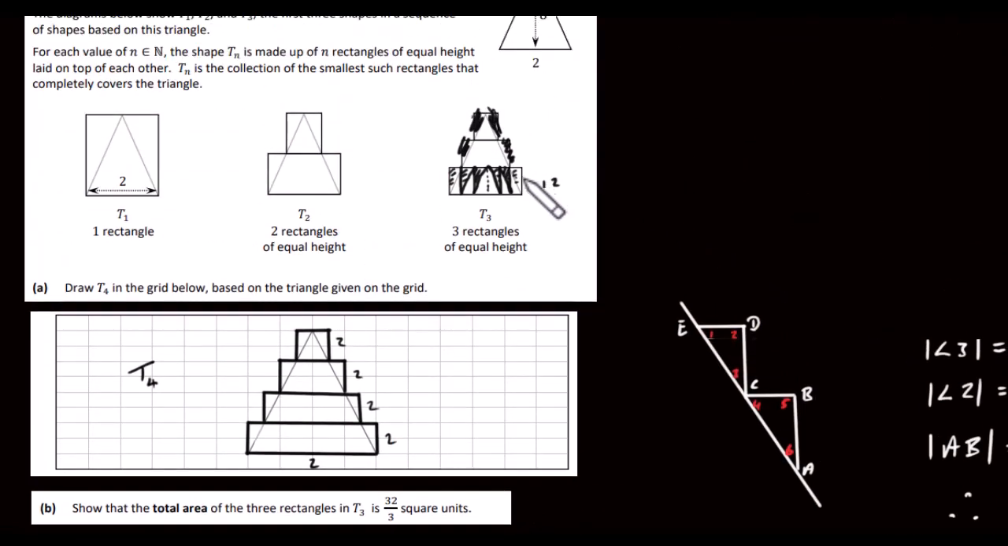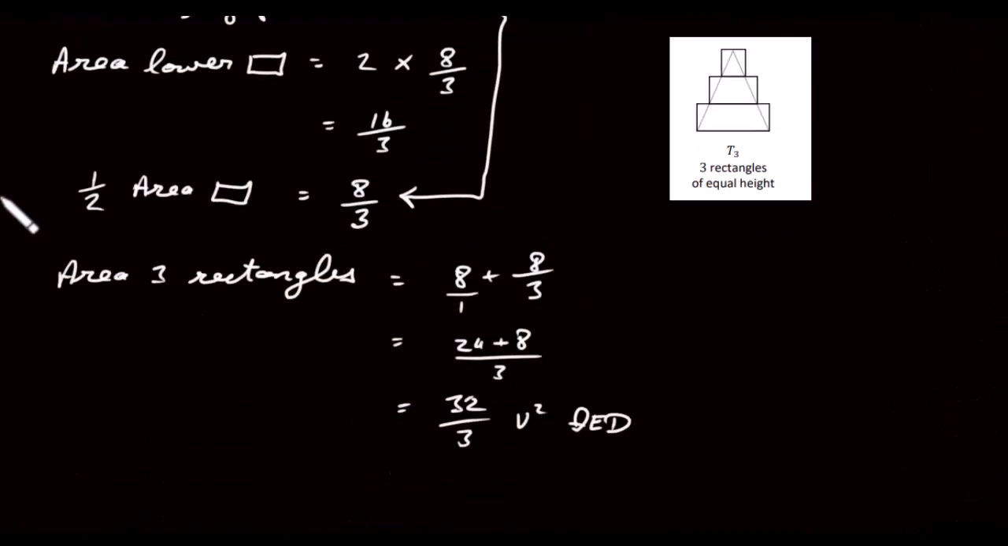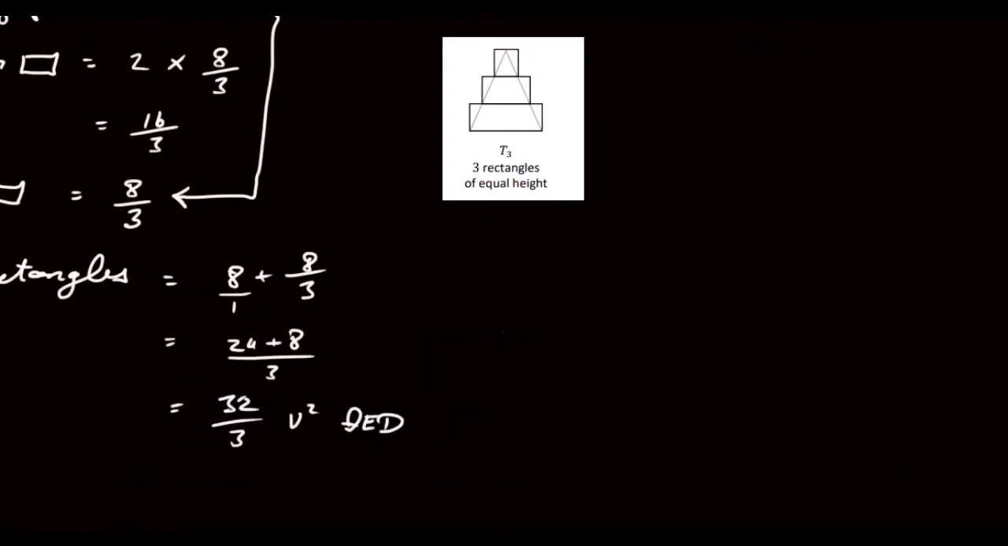Now, what I'm going to do is have a look at this triangle here again. So I'm just going to copy it down. Now, if we have a look at this, the base of this triangle and rectangle at the bottom is 2, and the height here is 8. So we know that that's 8 over 3, and this is 8 over 3, the heights of these rectangles.